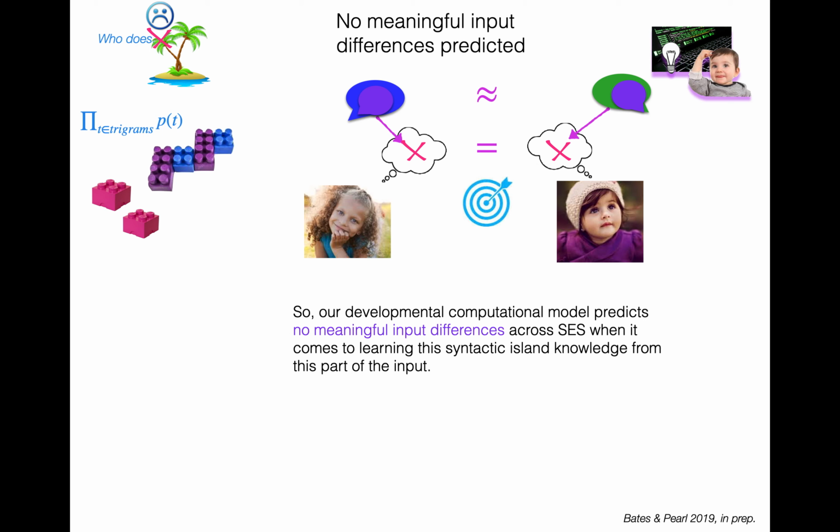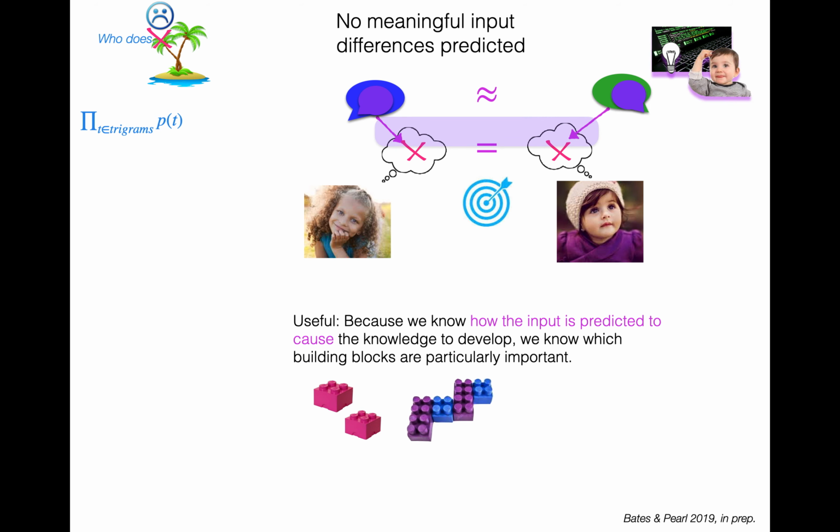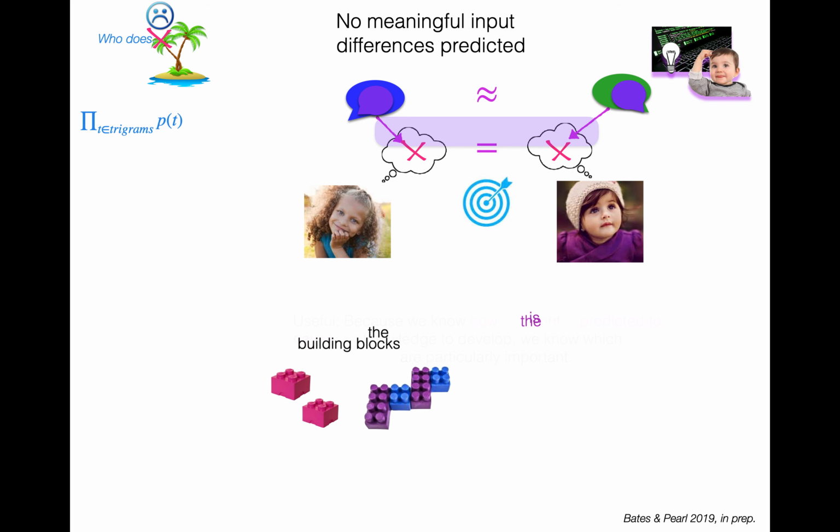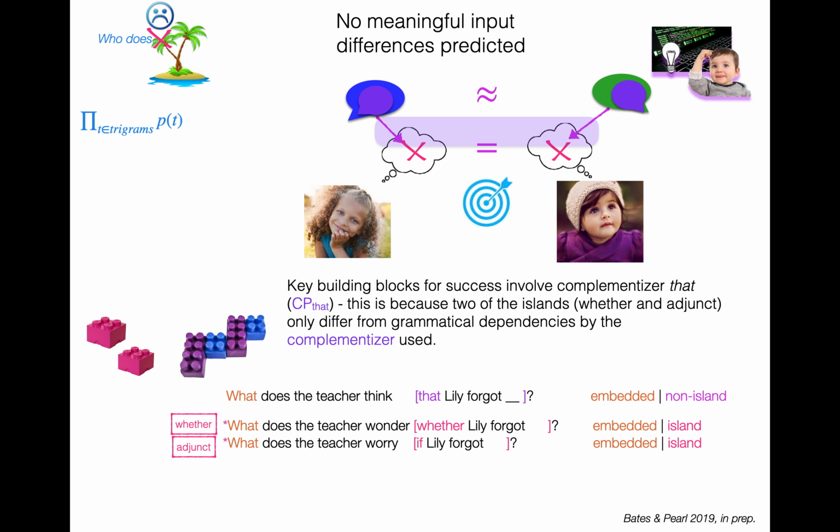Our developmental computational model then predicts that there are no meaningful input differences across SES when it comes to learning this syntactic island knowledge from this part of the input. Okay, great. What's useful is that because we know how the input is predicted to cause that knowledge to develop, we actually know which building blocks in the input are particularly important for acquisition success. So in particular here, key building blocks for success involve complementizer that, so CP that, for short, complementizer phrase that.